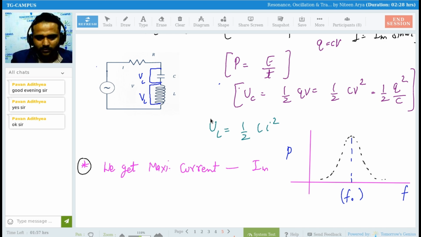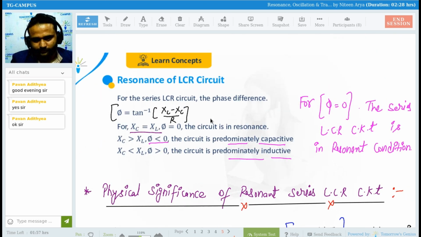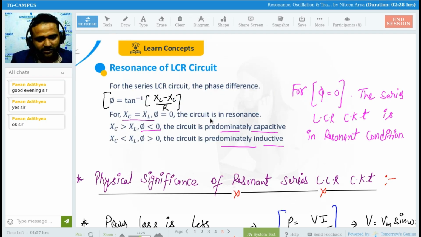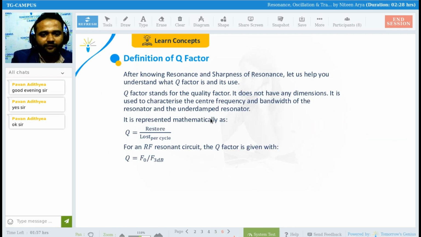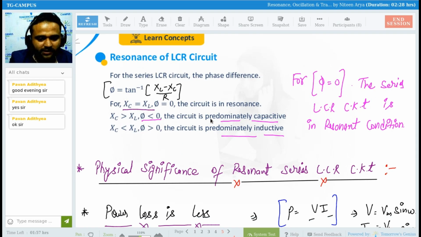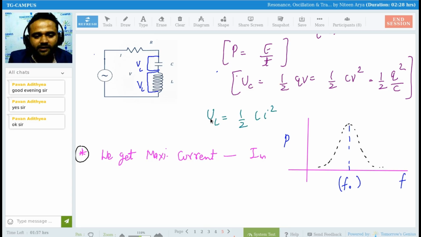That is the thing. Okay, moving ahead. This is done. Definition of Q factor. We already defined that, but again, after knowing resonance, this is known as the sharpness of a resonance. How sharp it is. If it is not sharp, it means there is a wide range. If it is sharp, it means at a single particular frequency you can get the maximum power.